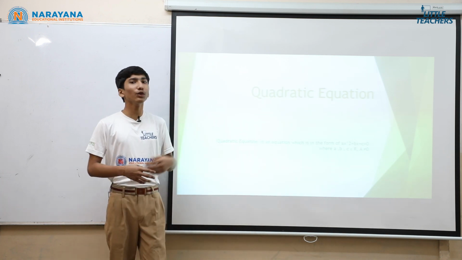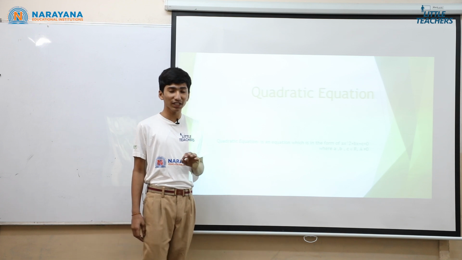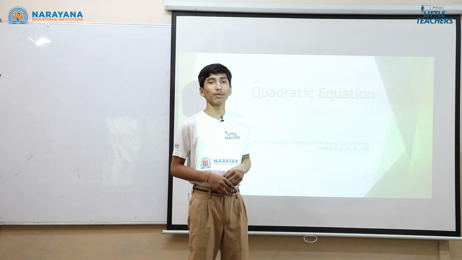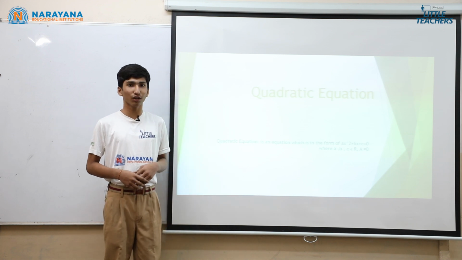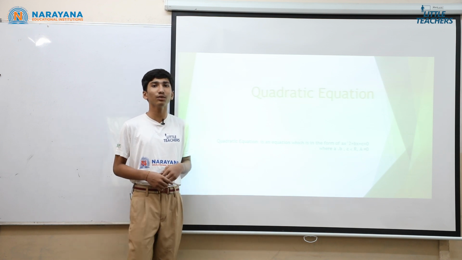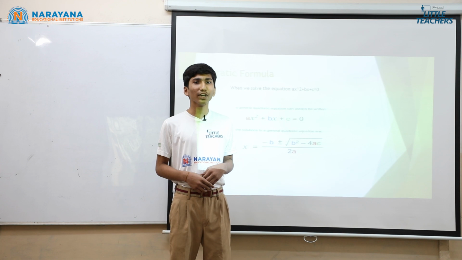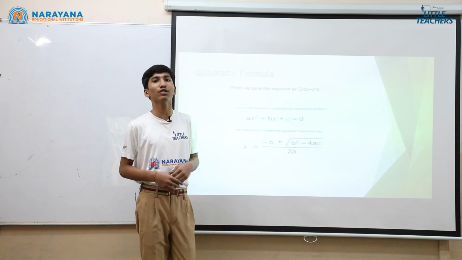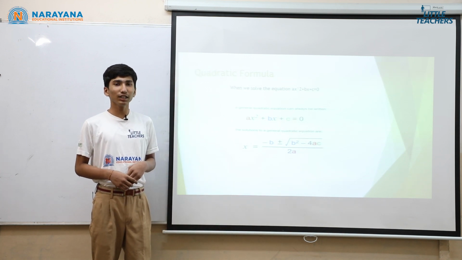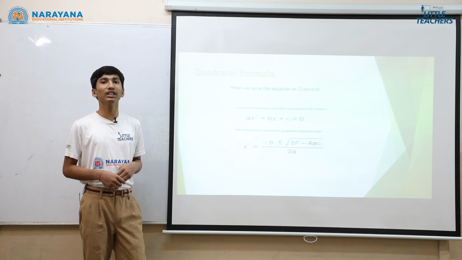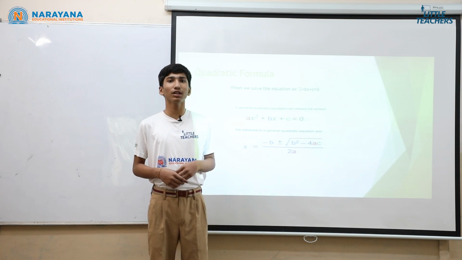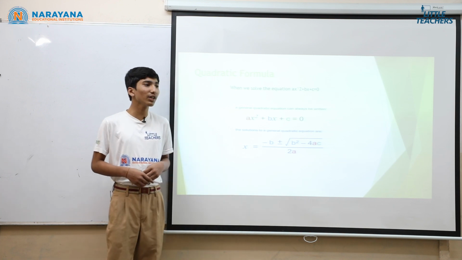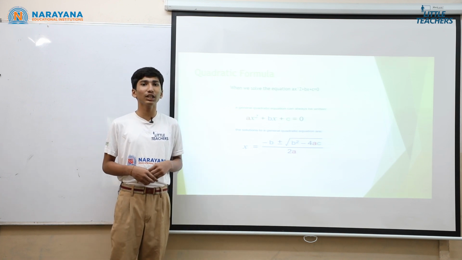A quadratic equation is an equation in the form of ax square plus bx plus c equals 0, where a, b, c belong to real numbers and a not equals to 0. For quadratic equations, it is important for us to make a not equal to 0. If a becomes 0, then the term ax square becomes 0, which means it is a linear equation but not a quadratic equation.